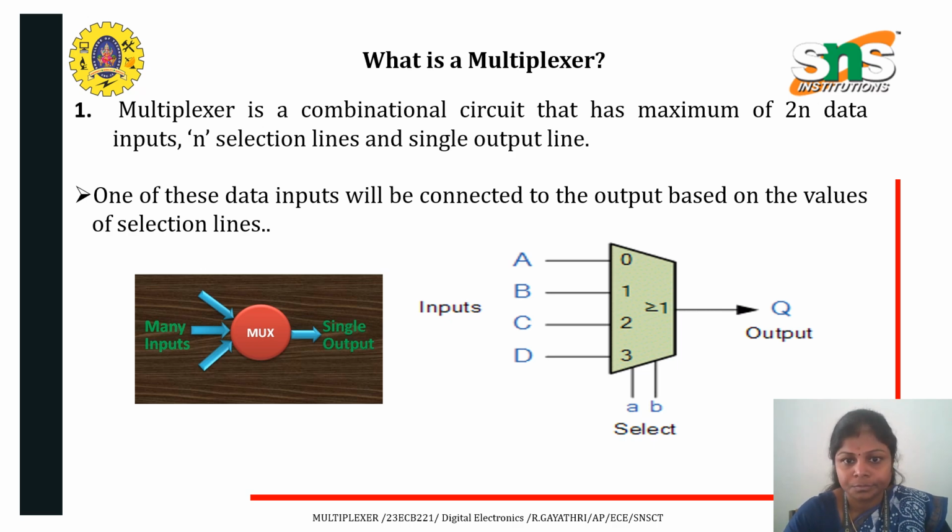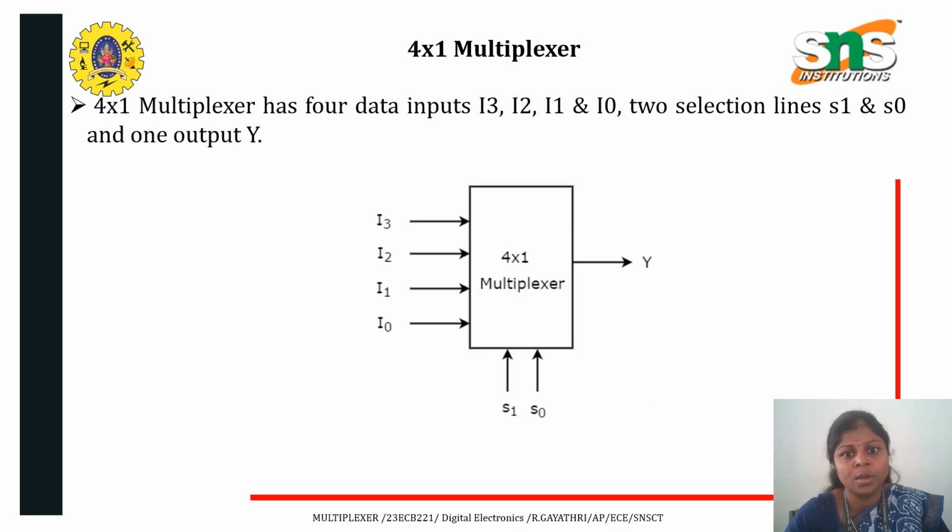Then coming to the 4 cross 1 multiplexer, the name represents 4 cross 1. The 4 represents the inputs and 1 represents the output, so it has 4 inputs and 1 output, and it has 2 selection lines. This is represented in the diagram: the 4 inputs are I0, I1, I2 and I3, the output is Y, and the selection lines are S0 and S1.